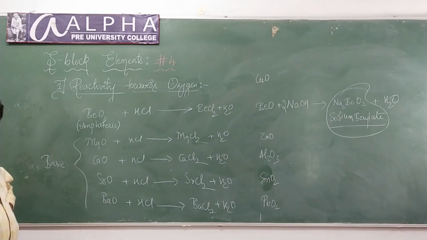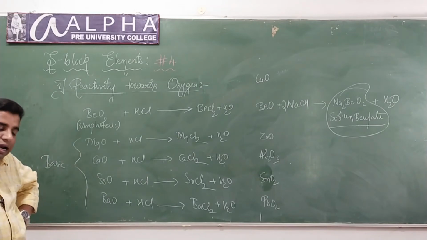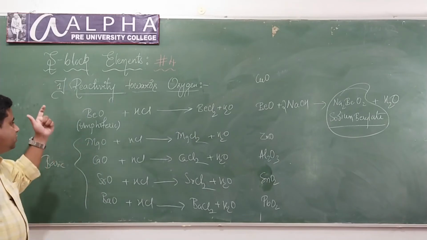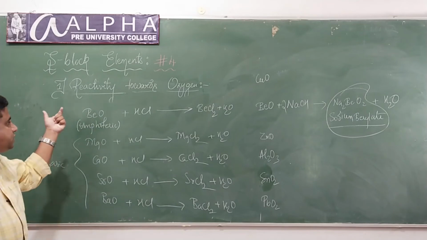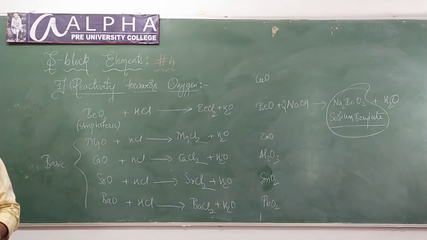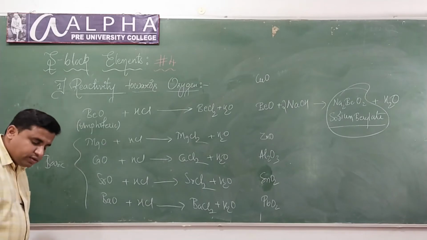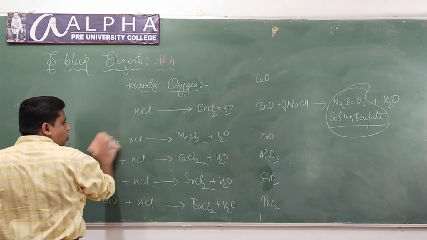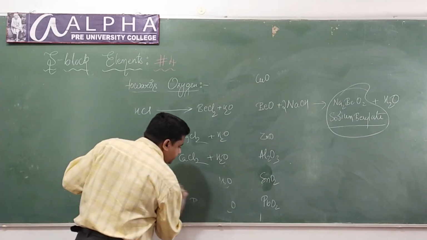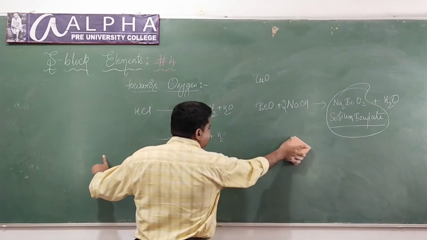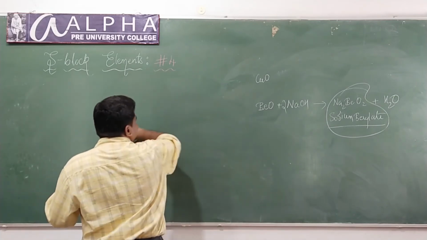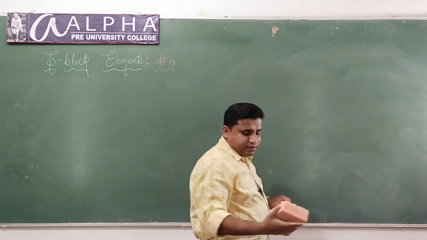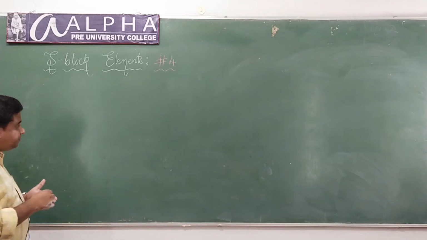So this is how alkali metals and alkaline earth metals react with oxygen. That completes the first reactivity, reactivity towards oxygen. Now let us talk about the next reaction. What is it? Reactivity towards water. The second reaction.